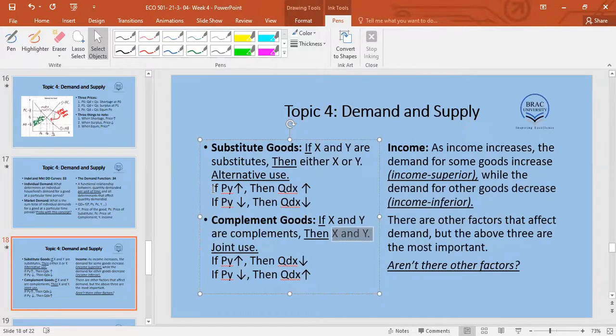Then we just add some common sense. If the price of the substitute increases, what happens to the demand for the original good? We will see these things in detail in the next class. If the price of the substitute falls, what happens to the demand for the original good? Similarly, with complements.